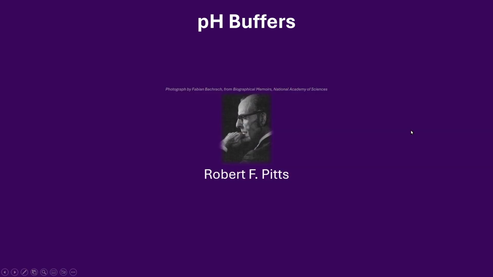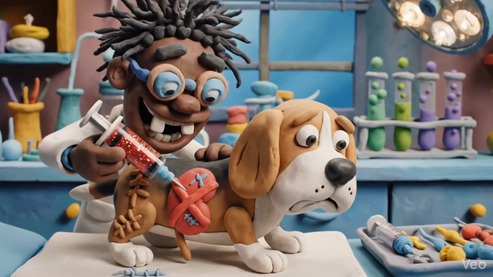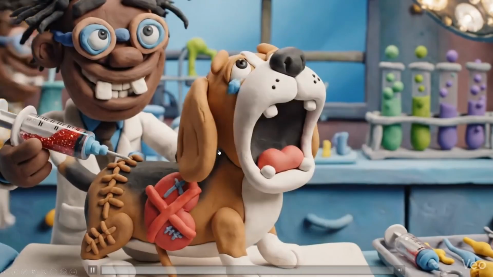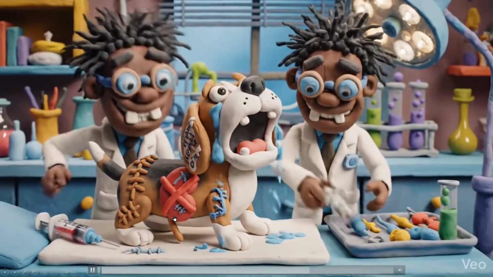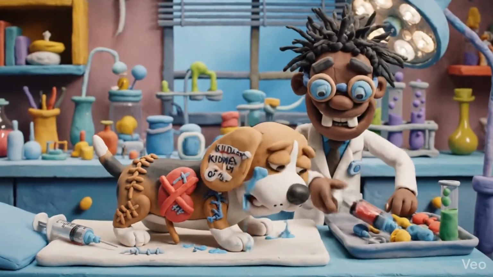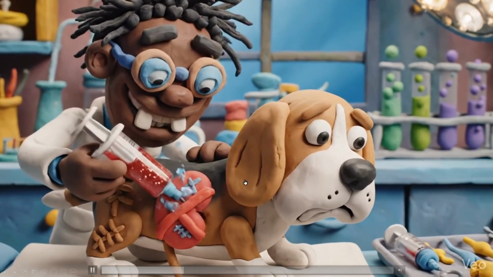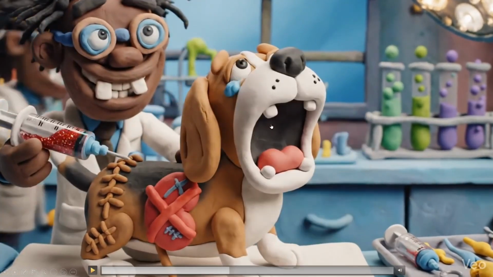So before discussing the pH buffers, let me tell you a story that there was a scientist named Robert F. Pitts, and he did something very horrible with a dog. That he took a dog, he removed the kidneys of the dog, and then he measured the pH of the dog. Let me pause this video. This is an AI generated video that I created for this lecture.